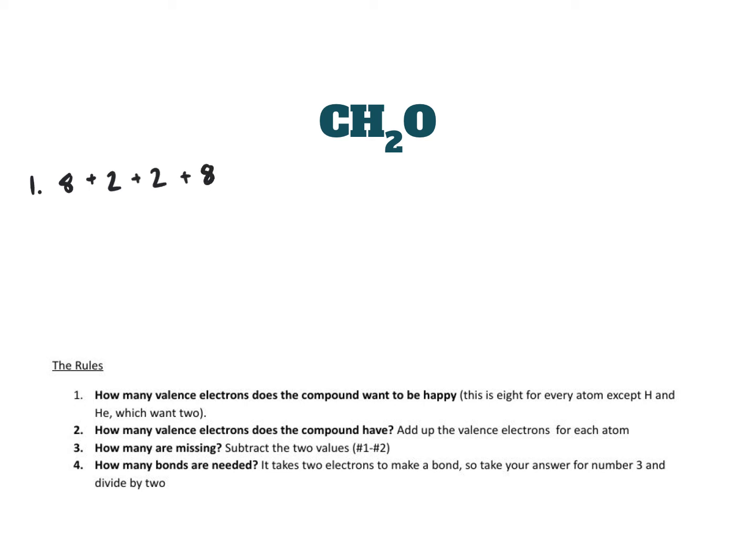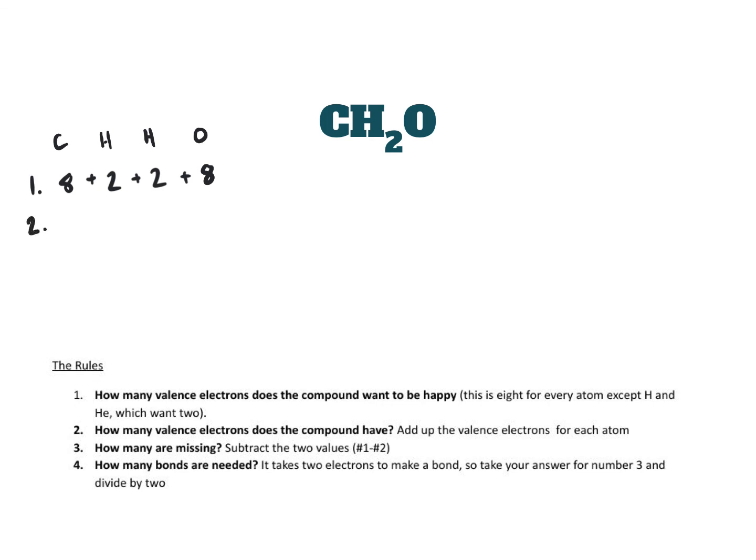And then, of course, oxygen wants 8. If you get confused, you can put a little title above each column to represent that this is with the carbon, this is with the hydrogen, that's with the hydrogen, and this is with the oxygen. Remember it's 8 for each element except for hydrogen, which wants 2. That's how you meet the octet rule.